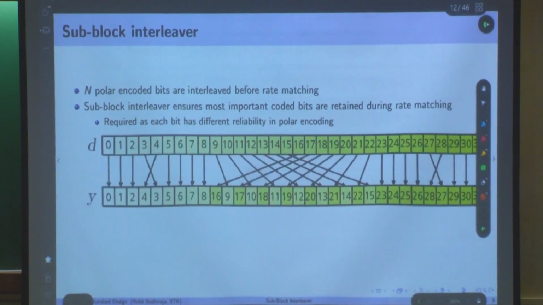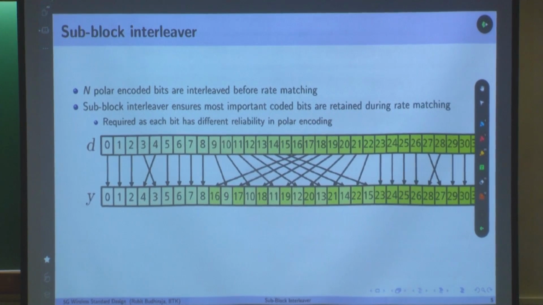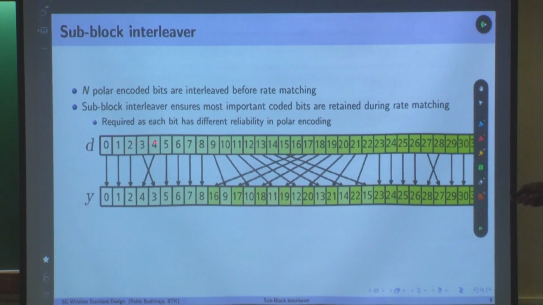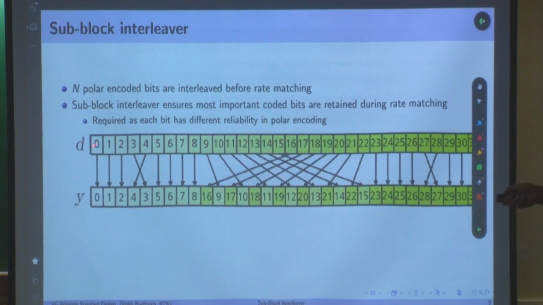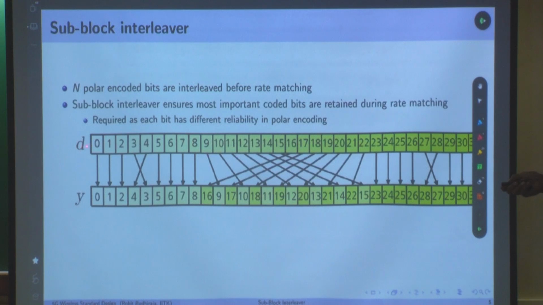Keeping this in mind, the sub-block interleaver ensures that the most important coded bits are retained during the rate matching. And how is it done? If you see this, these are the bits which go in as input, and these are the bits which come out as output. The block I am considering is this 32 length block. The interleaver is designed to interleave only 32 bits at a time. Some of these bits come out as such, but some are interleaved. The key thing is that only 32 bits are being considered, and it is designed such that the most important bits are retained.